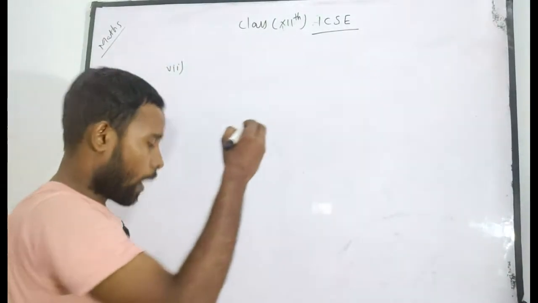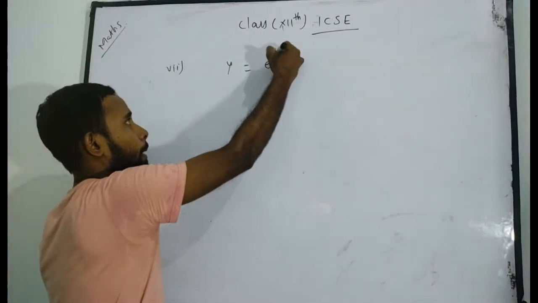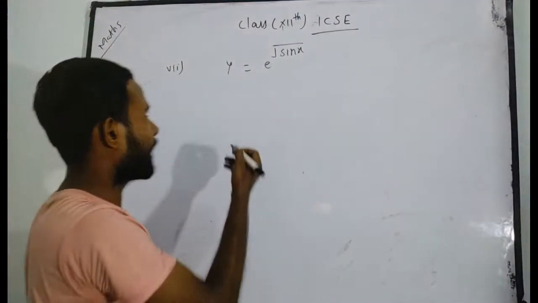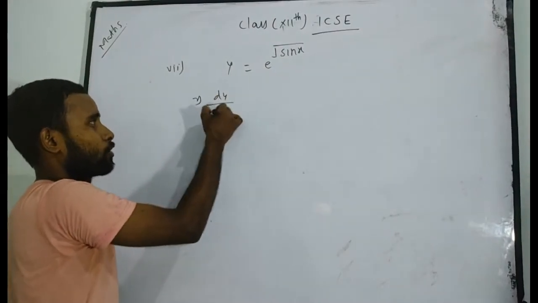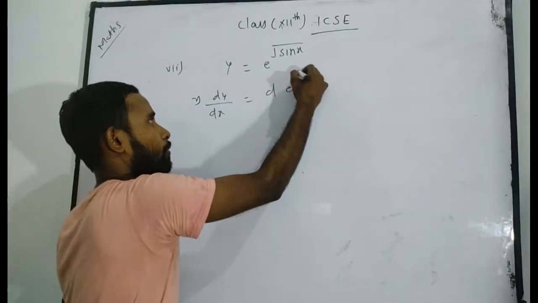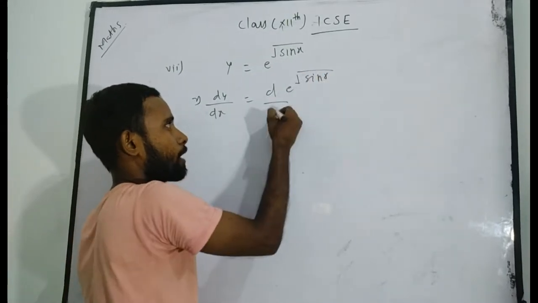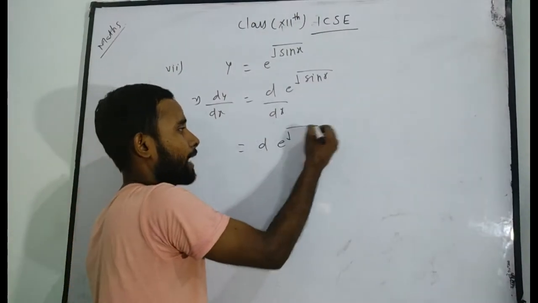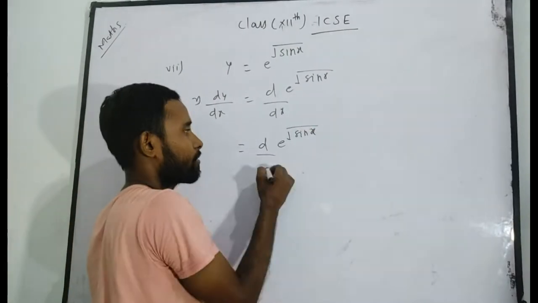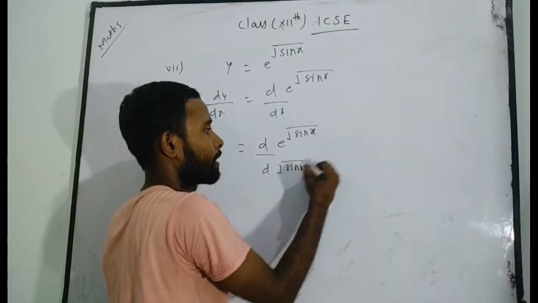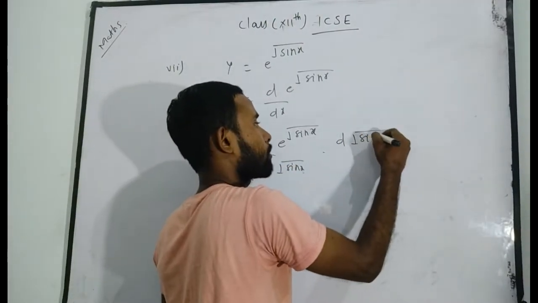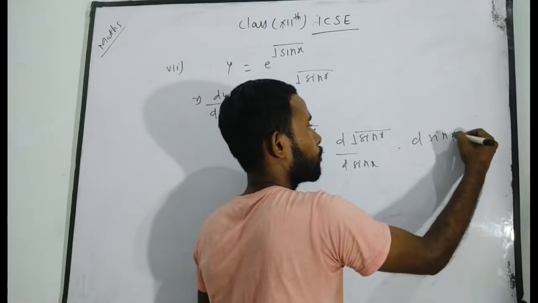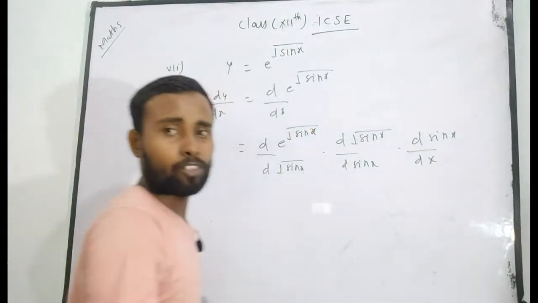See here, y is equal to e to the power under root sin x. You can again solve by taking log, but you can also directly solve by differentiating on both sides. You will get dy/dx. First of all, you have to differentiate e to the power under root sin x with respect to which function? First with respect to under root sin x. Thereafter again you have to differentiate under root sin x with respect to which function? Sin x, and finally you have to differentiate sin x with respect to x. I think you understand.